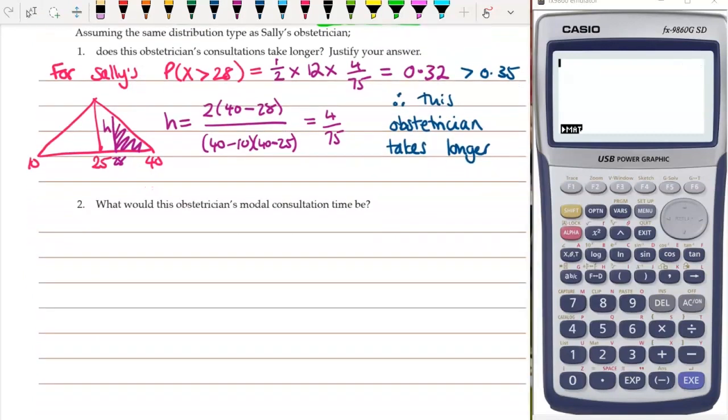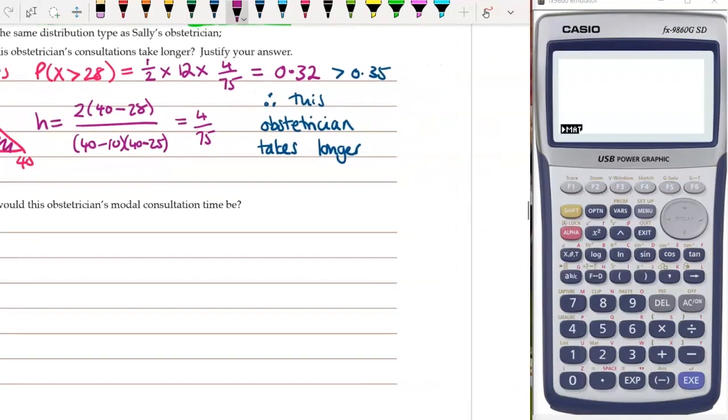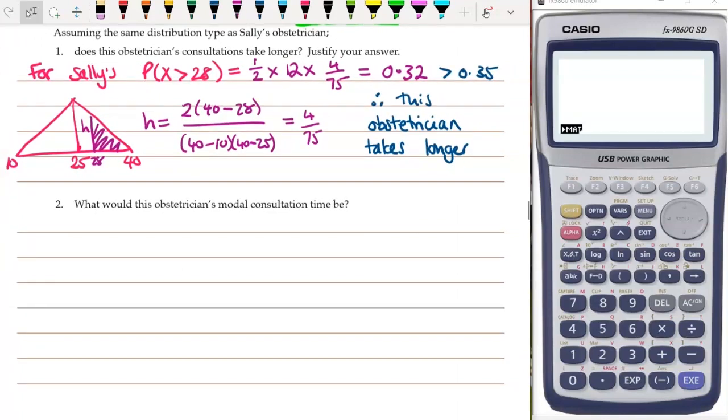Now for the new obstetrician, we need to work out their mode. So let's just fix that. There we go. They have a base that is the same. So it runs from 10 to 40. They've got a mode somewhere. We know that the mode has to be to the left of 28 because we know that at 28 we get this little triangle cut off where that area there is 0.35. Now we're trying to work out the mode on this one, which is C.